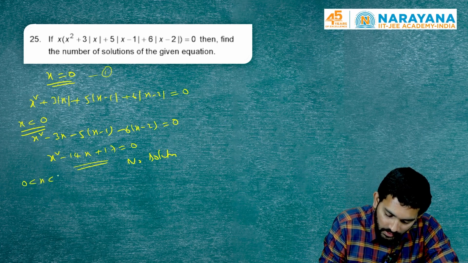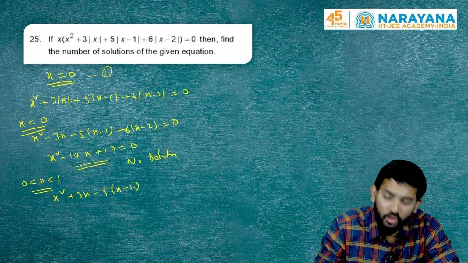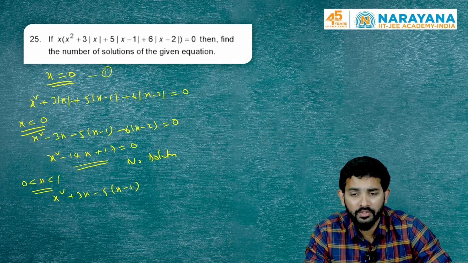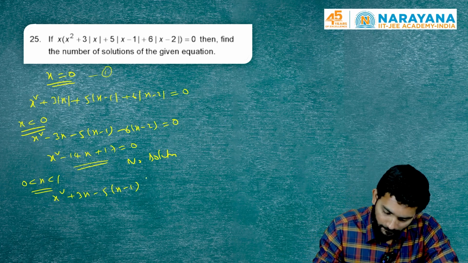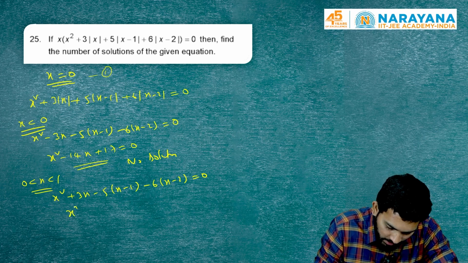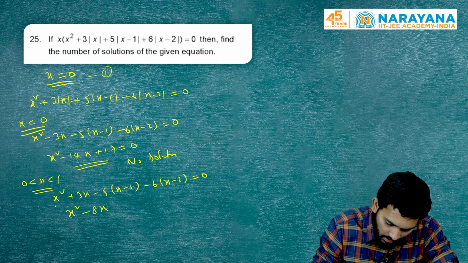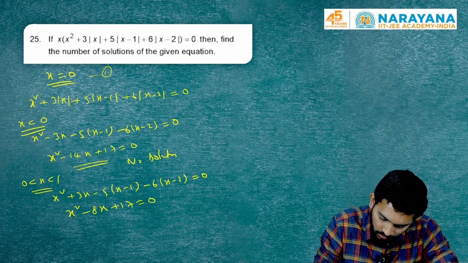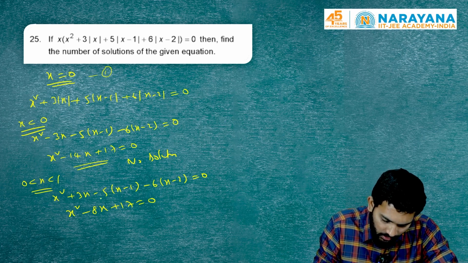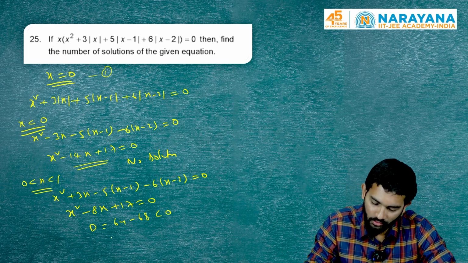The next case will take it as 0 less than x less than 1. Then what will I get? X square, this will be plus 3x, this will be minus 5 times of x minus 1, because mod x minus 1 will be 1 minus x, that is minus of x minus 1 for x less than 1, and this is also minus of x minus 2 equal to 0. Now if you are simplifying this, you are getting it as x square 3x minus 5x minus 2x minus 6, this will be minus 8x, and then this is again 17 only. So if you observe here the roots, discriminant, if you are finding, discriminant is equal to b square 64 minus 68. So which means less than 0. Here also no solution.